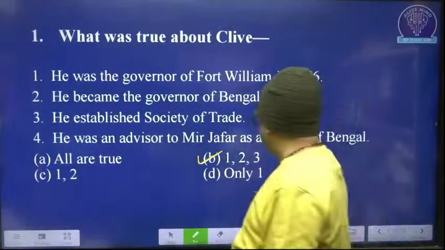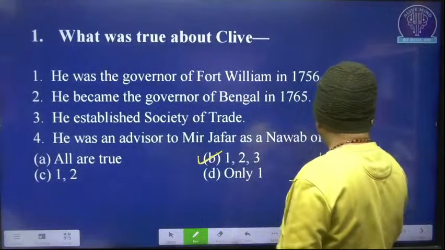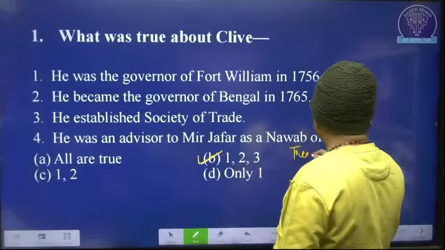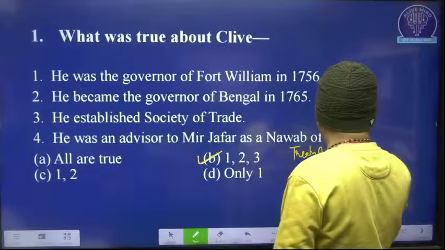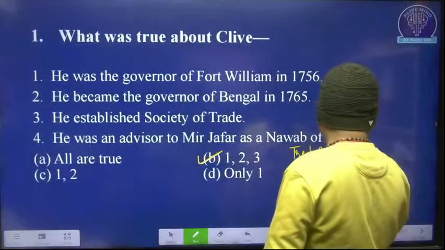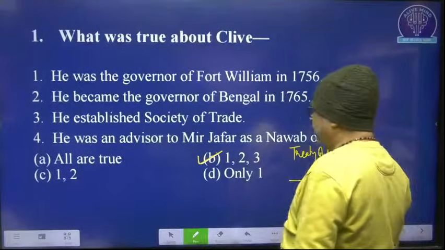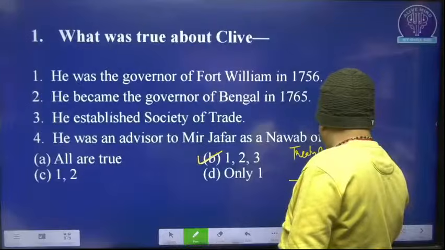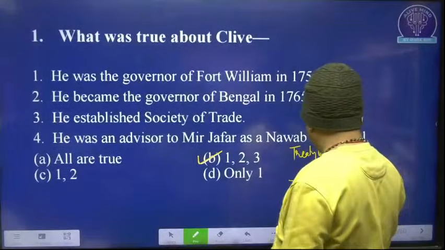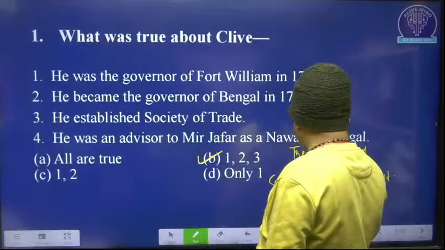The 4 important things which he did, you can write here only. First thing, Treaty of Allahabad. This was the first thing he did, a very important thing. Second thing, dual government, which became the wonder of that age. Third, CCS, covenanted civil servants. Fourth, Society of Trade. These were the 4 things done by him.